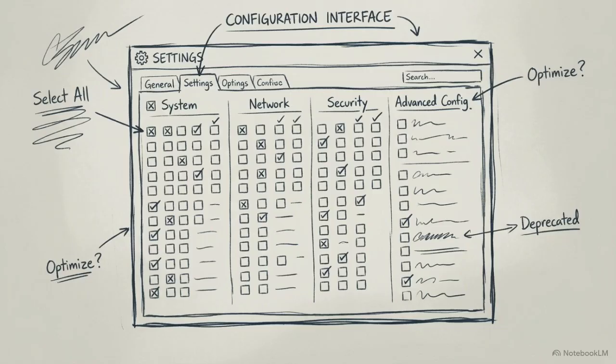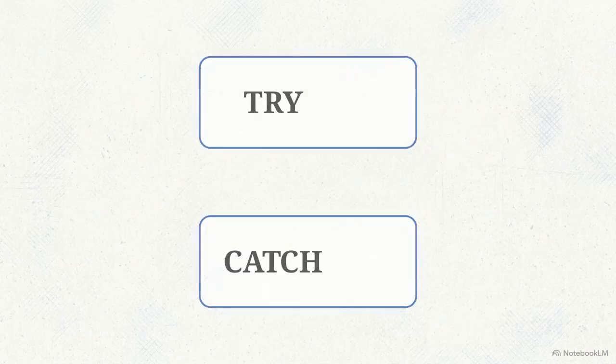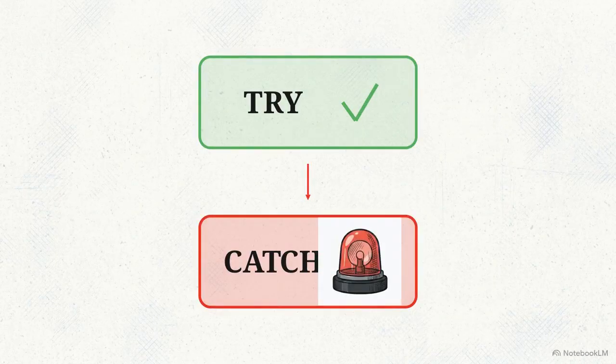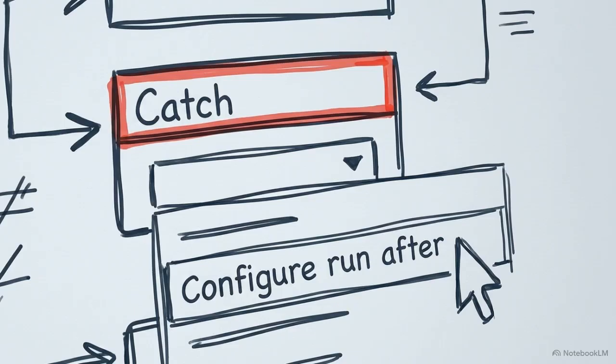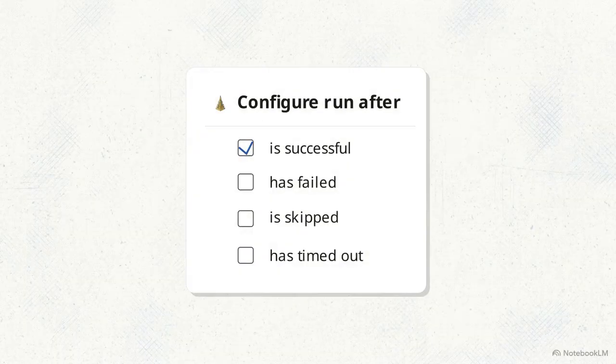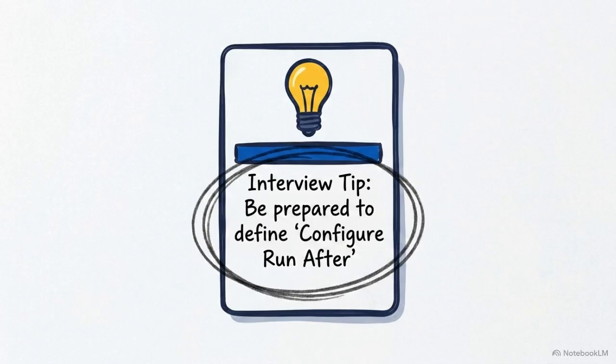That brings us to Configure Run After. This is the single most important setting in Power Automate for error handling. If you skip this configuration, your catch block will trigger every single time the flow runs, even when your try block is perfectly successful. To fix this, click the 3-dot menu on your catch scope and select Configure Run After. Uncheck is successful, and instead select Has Failed, is skipped, and has timed out. Pay close attention to this setting.